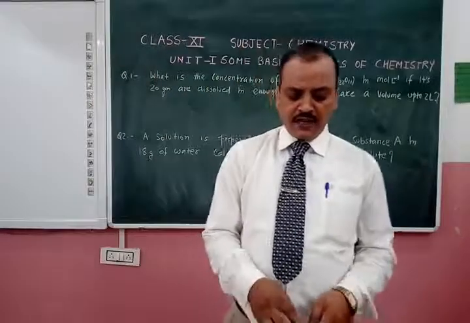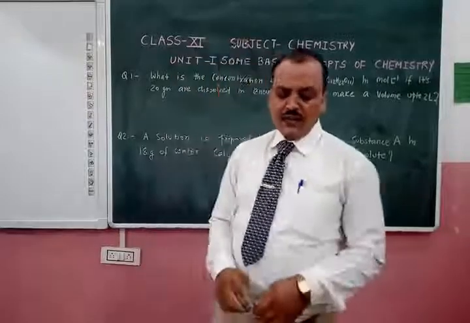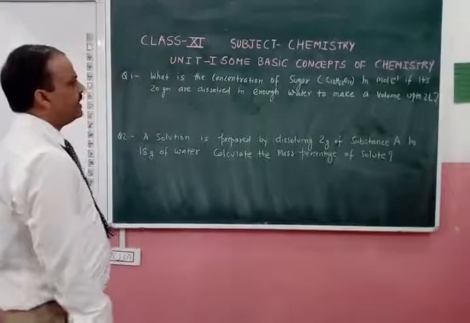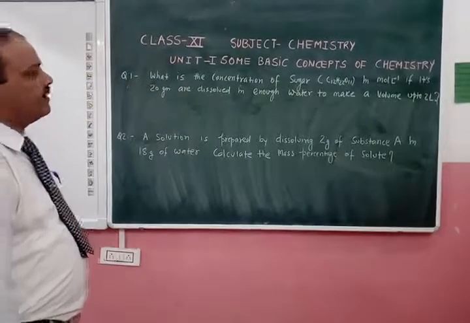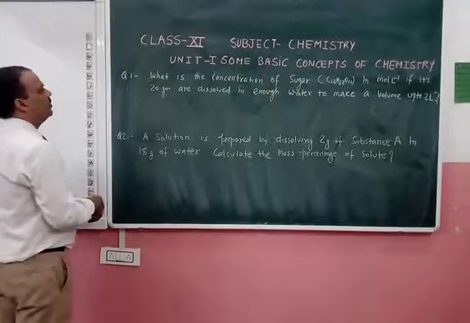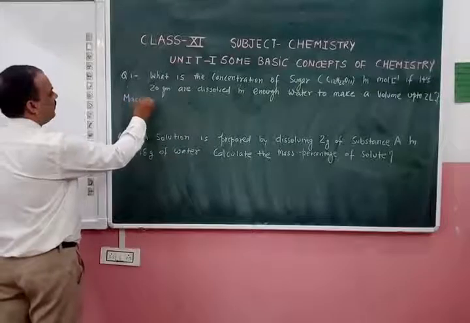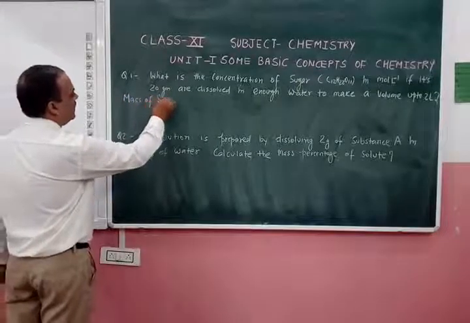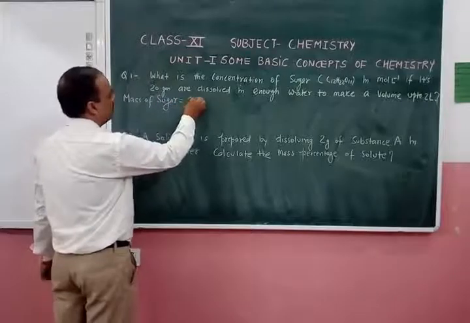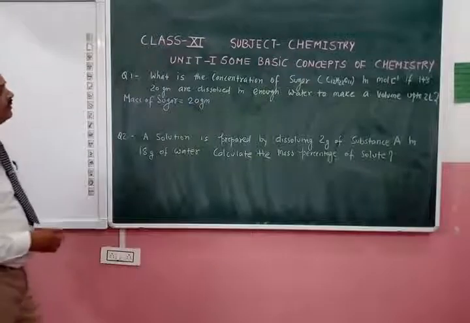In this first question, what information are we given? We are given the mass of sugar, the quantity of sugar, and this mass of sugar is 20 gram. Mass of sugar equals 20 gram.